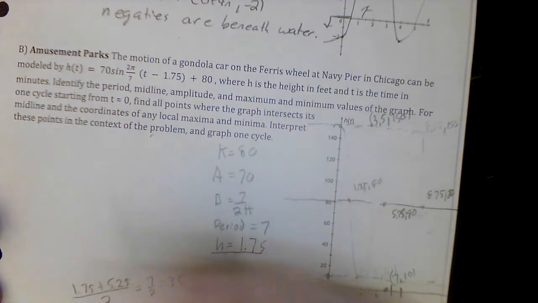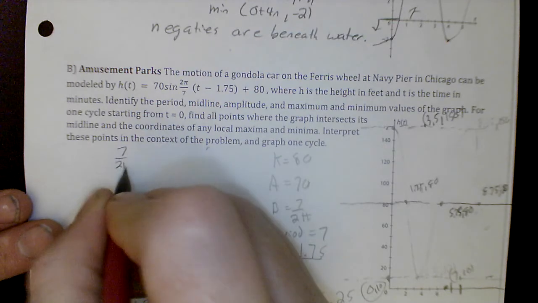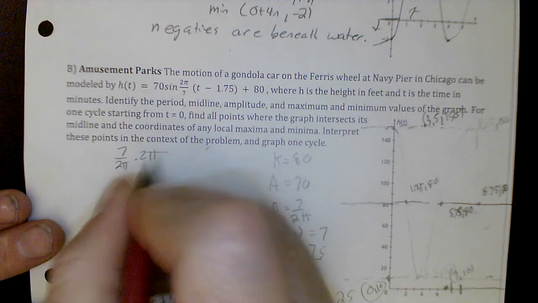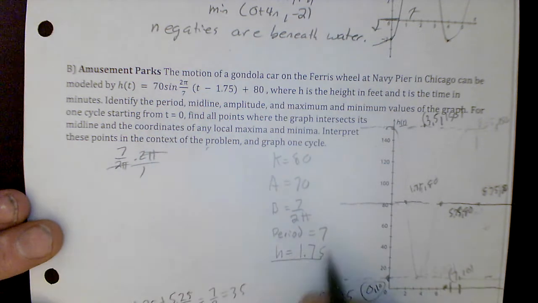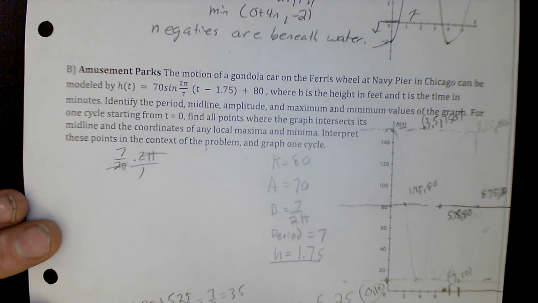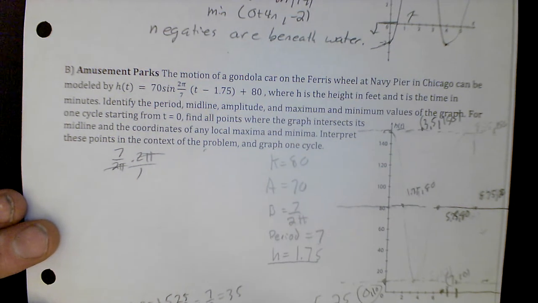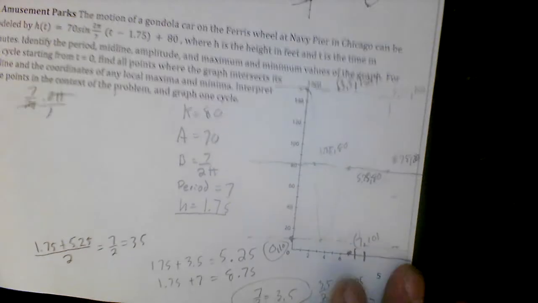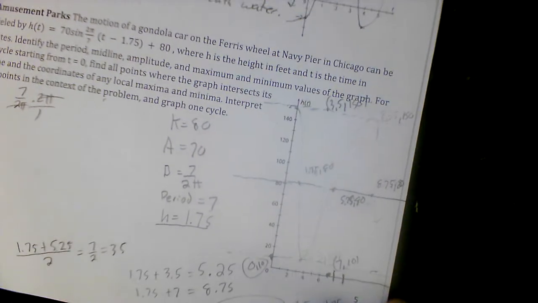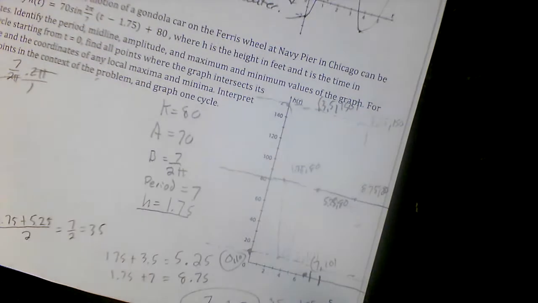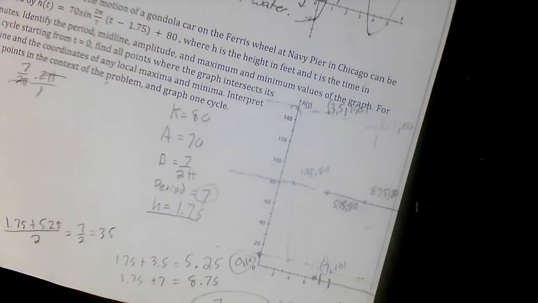So here's how you get the period. It would be 7 over 2 pi times 2 pi. Kind of a nice way to make any period you want, right? Just whatever period you want over 2 pi will give you the period, which gave me a period of 7. And that's all we really need. Now, I graphed it pretty much. What I did is I figured out my period was 7.